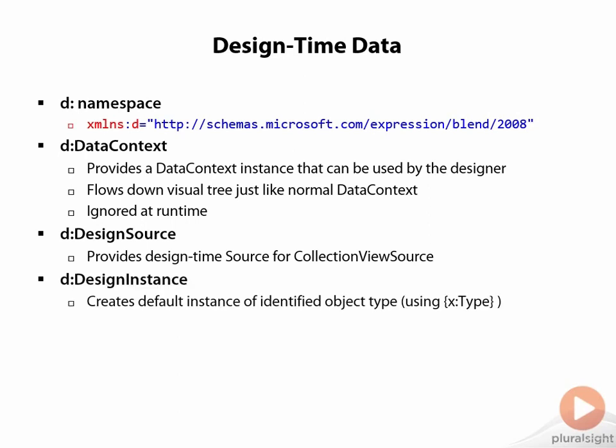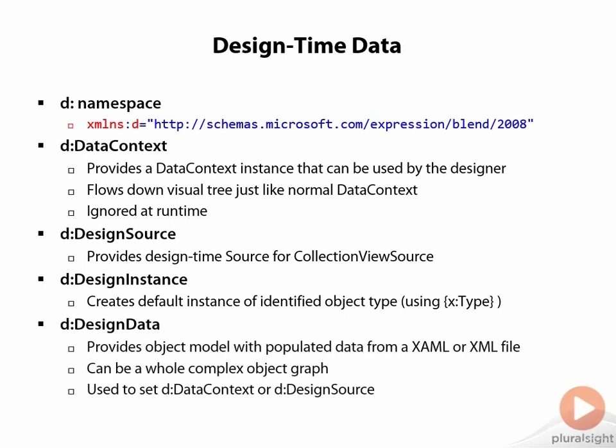Next, there's the d:DesignInstance markup extension. So this is a markup extension with curly braces that you can use on the right side of the assignment from something like DesignSource or DataContext. And what you do is you provide a type through an x:Type markup extension, and it's basically saying, create me an instance of this object type for the design time environment so that the designer can reflect on it, find out about its properties and the types of those properties and so on, but it will basically just be an empty instance or default values for all the properties.